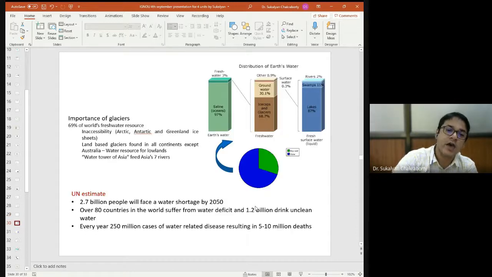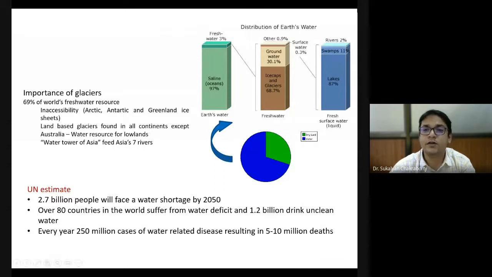But how much water do we have on this earth? If you see this diagram over here, I can make it in slideshow mode. See the distribution of the earth's water: more than 70% of the earth is water, but out of this, fresh water is only 3%, and the rest 97% is saline. Out of this 3% fresh water, around 69% is in the ice caps and glaciers. So the importance of glaciers is very high. 30% is in groundwater and only 0.9% is in surface water.